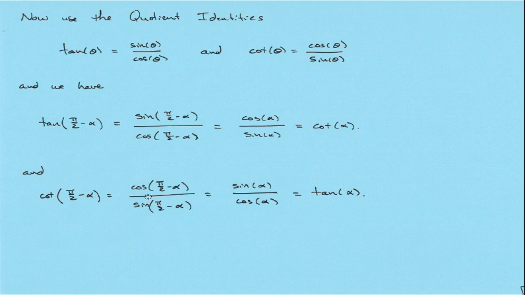We can do something similar for cotangent. Cotangent of pi over 2 minus alpha is cosine of pi over 2 minus alpha over sine of pi over 2 minus alpha. We apply our cofunction identities, so cosine of pi over 2 minus alpha becomes sine of alpha, and sine of pi over 2 minus alpha becomes cosine of alpha. And cosine over sine gives us tangent of alpha.